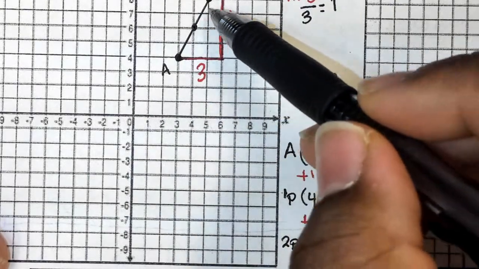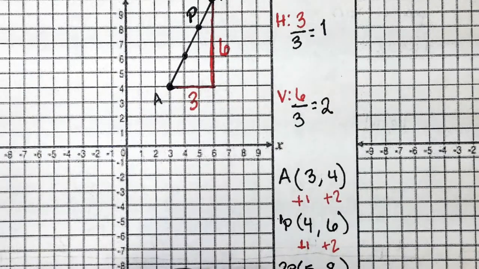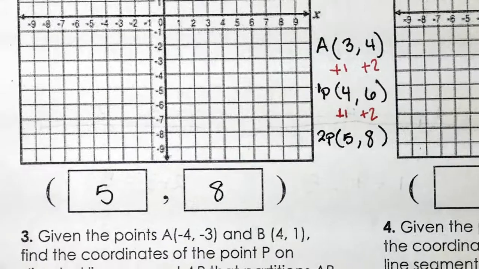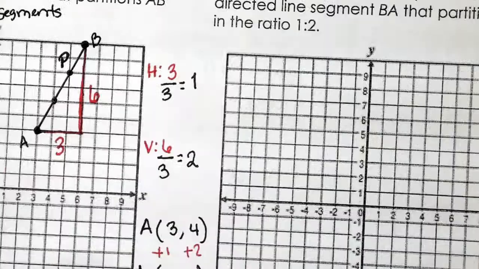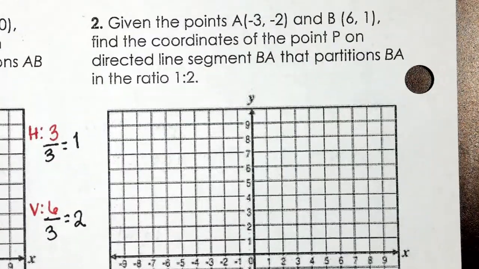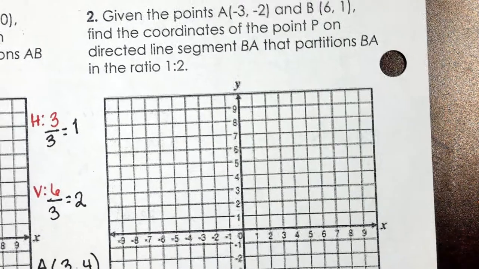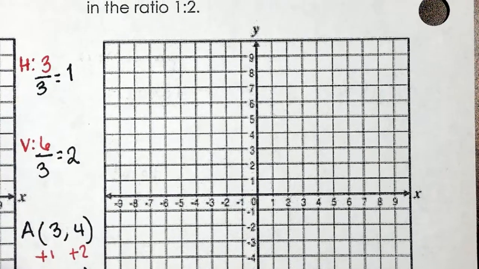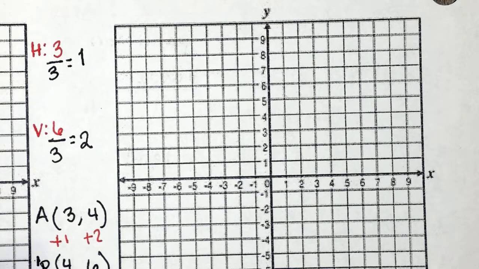Alright, so point P, if you even look on the graph, it's at 5, 8. So 5, 8 would be my partition point right here. And then the next one we're going to do is number 2. So go ahead and first label how many segments you have. You should know. And then graph AB, and we'll talk about it. So do that for me real quick.